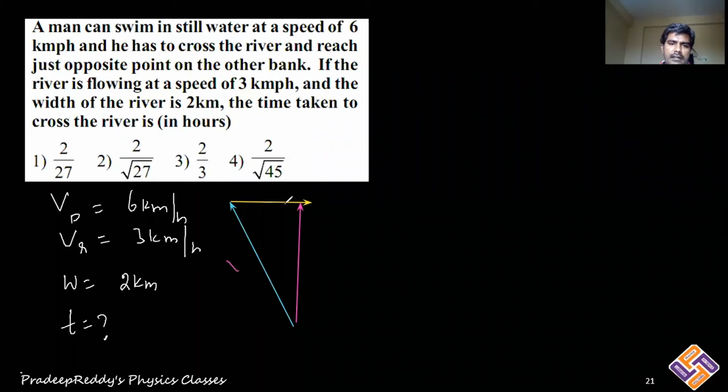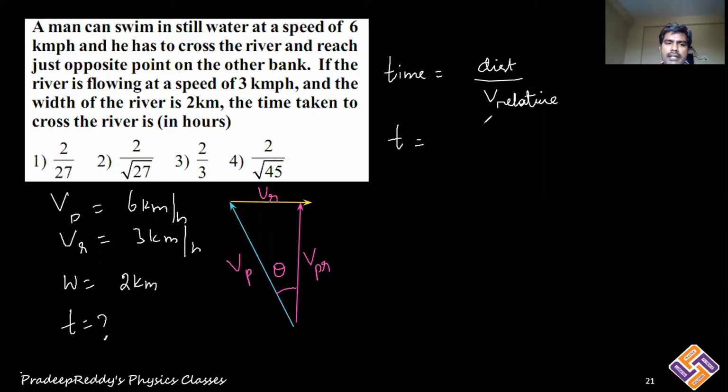Velocity of the person, velocity of the river, velocity of the person with respect to river. And he needs to row with some angle theta. I want to now find out the time taken to cross the river. Time taken is equal to distance traveled divided by relative speed. What is the distance? The total distance traveled is the width of the river, divided by the relative speed, velocity of the person with respect to river. This is equation number 1.